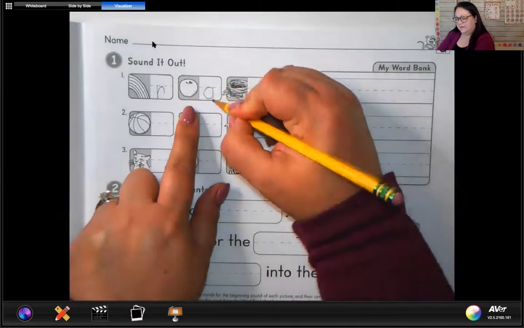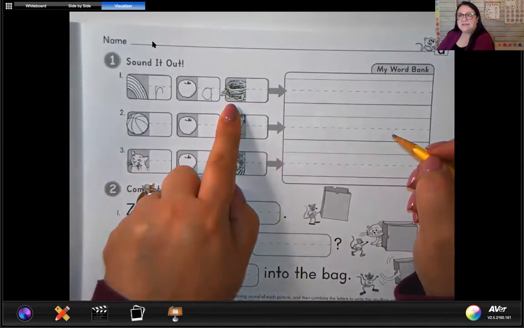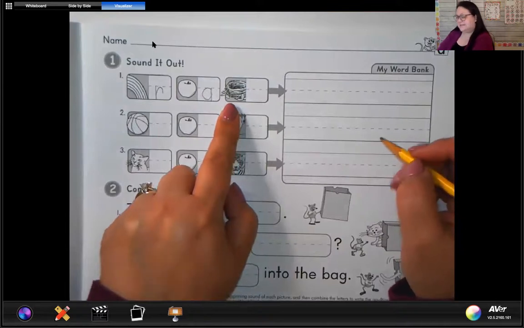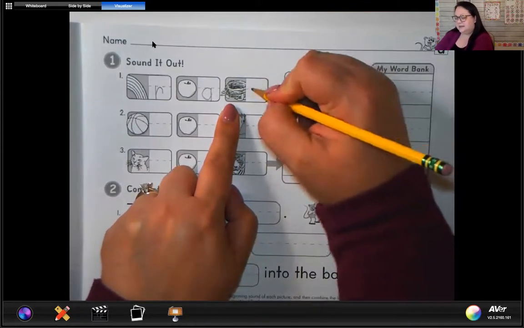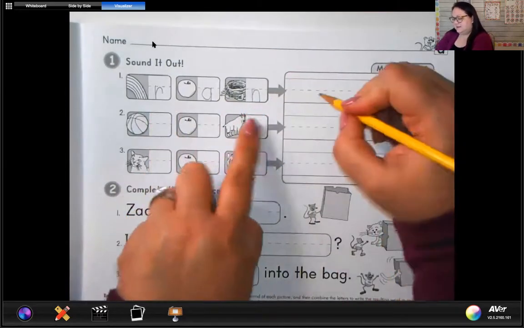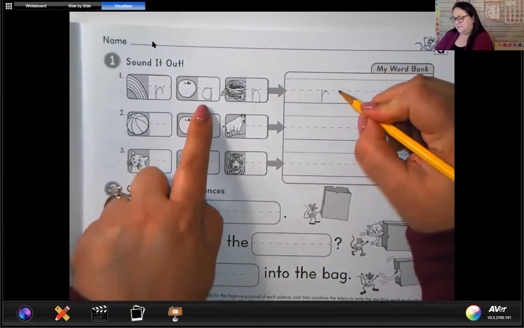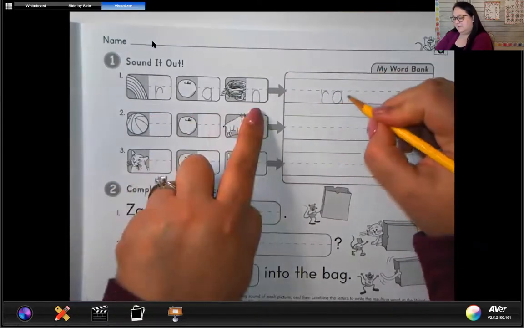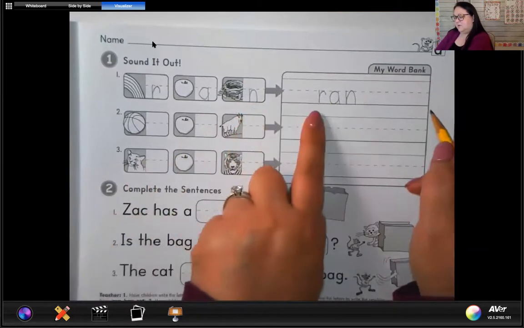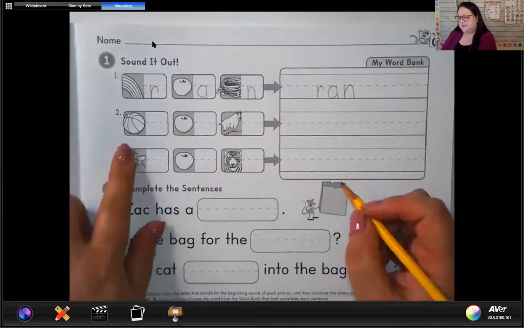What sound do you hear in the word apple? A. Okay. And this is a nest. Nest. What sound do you hear in the word nest? N, right? So we're going to put these first letters together. R, A, N. Ran. Okay, let's try the next one.